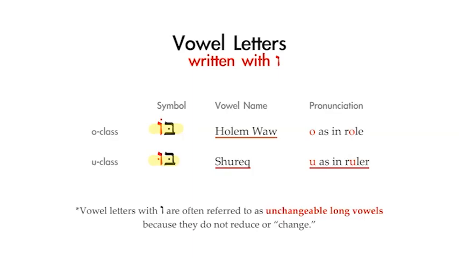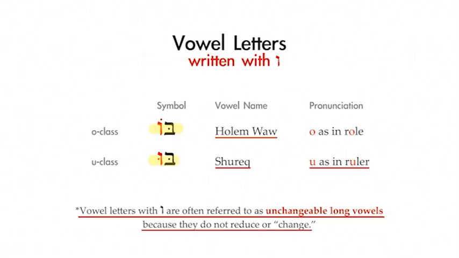When it comes to vowel letters written with waw, it's important to know that vowel letters written with waw are often referred to as unchangeable long vowels because they do not change or reduce. They're stable and stubborn. Remember them that way.